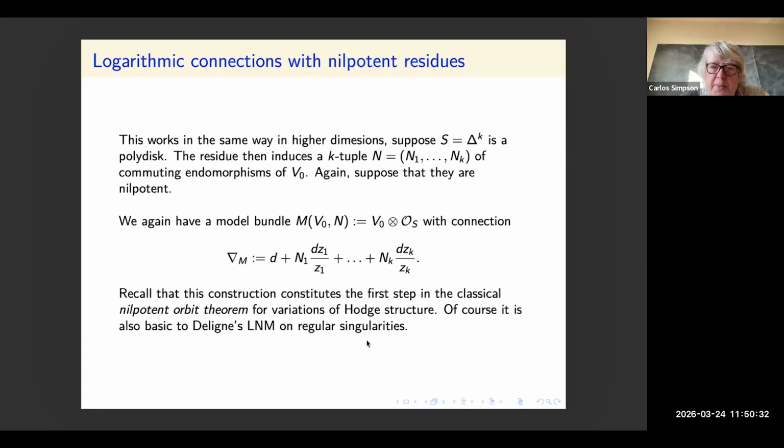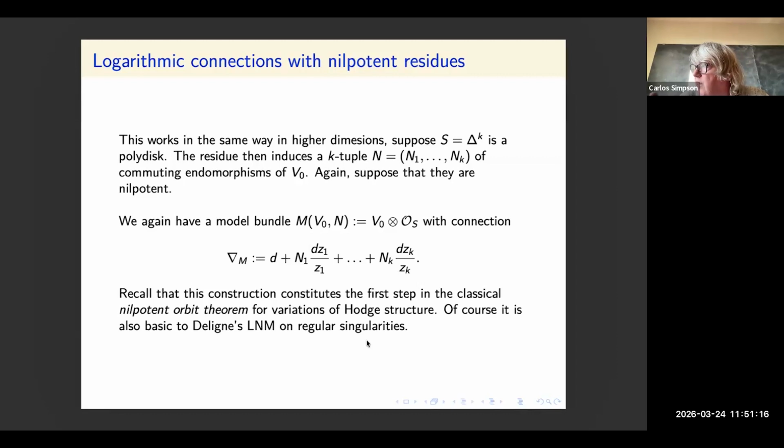And this also works in higher dimensions. Suppose we have a k-tuple of commuting nilpotent endomorphisms, then we can again build a model vector bundle over a higher dimensional polydisk. We can assign it a logarithmic connection, and that bundle with logarithmic connection is going to be canonically isomorphic to the original vector bundle with logarithmic connection. This construction is, in my view at least, the first step in the classical nilpotent orbit theorem for variations of Hodge structure.